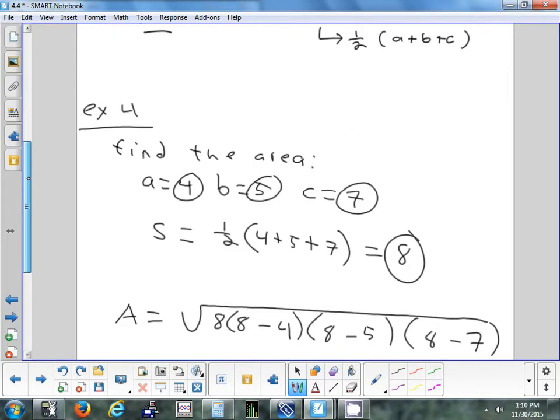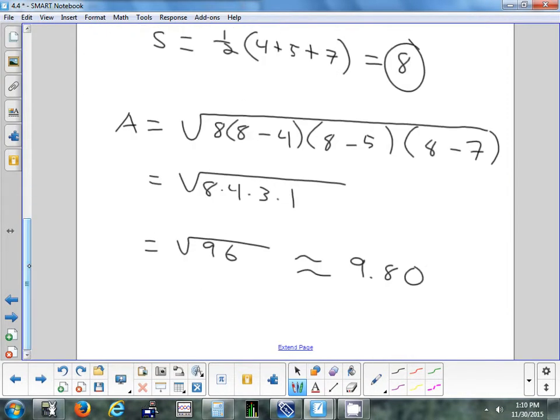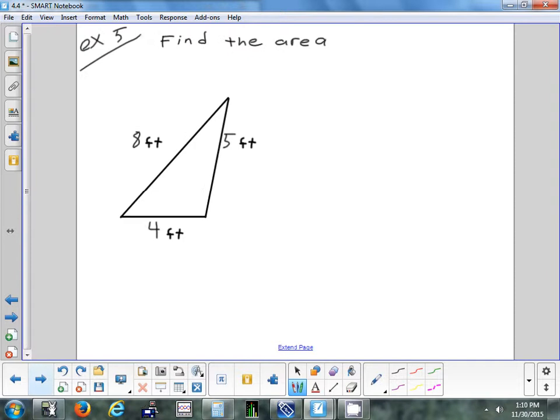Okay, let's go up and look at our units. Nope, no units this time. So just put 9.80 square units. Okay, any questions on that one? All right, so now I want to do this one.